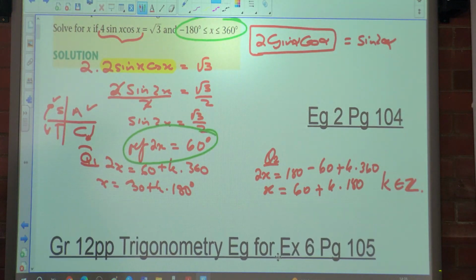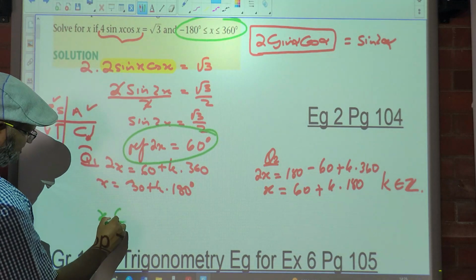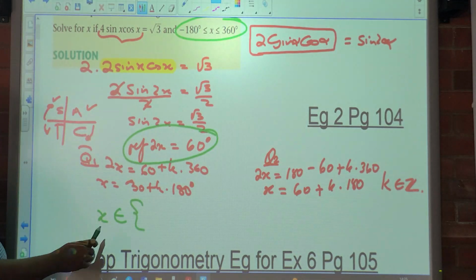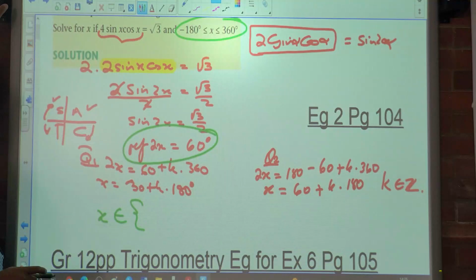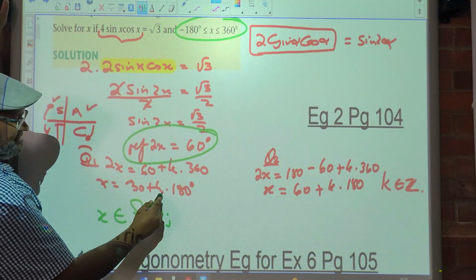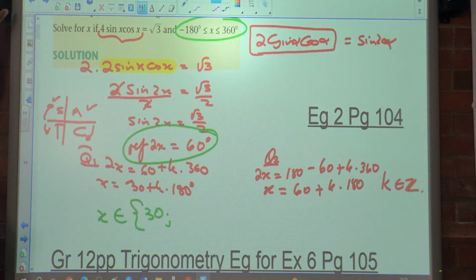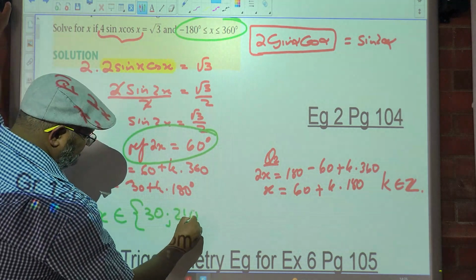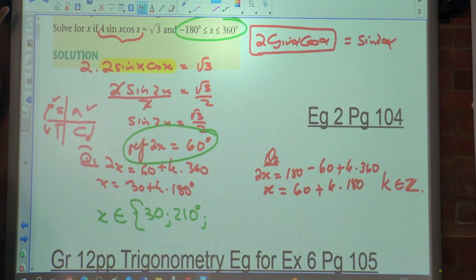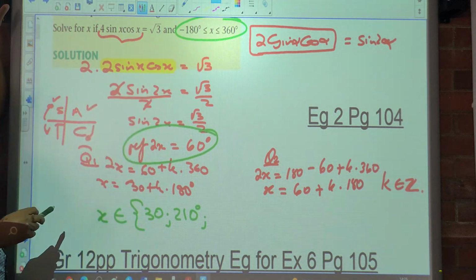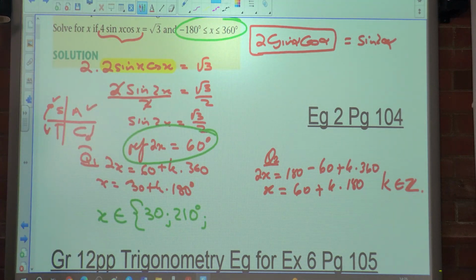You start with, so we say x is an element of, you start listing. You start with k is 0. If k is 0, then what is this answer? 30. If k is 1, it's 180 plus 30, 210. If k is 2, it's 360 plus 30, 390, which is outside. So if 2 doesn't work, am I going to try 3 and 4 and 5? No. Because 2 doesn't work, 3 won't work, 4 won't work, and so on. The number is getting bigger.